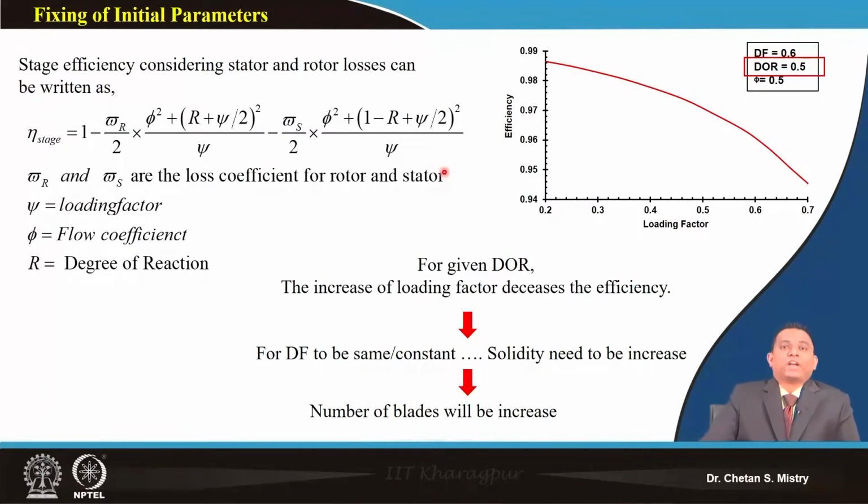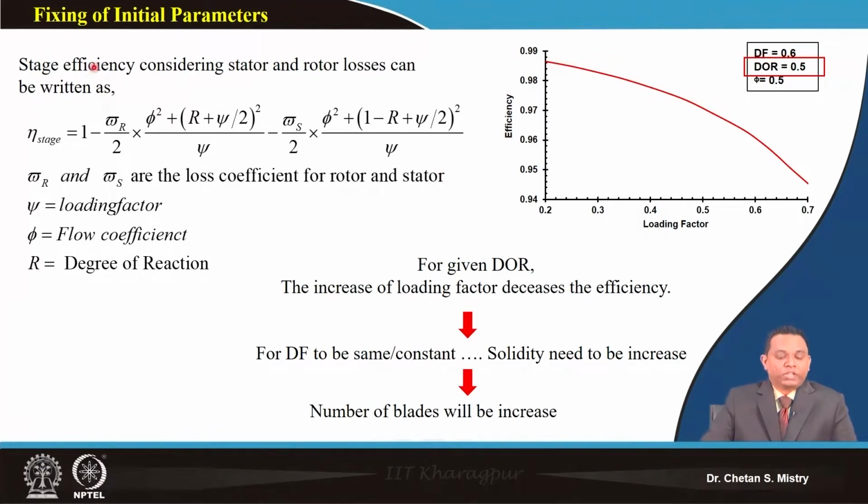Now let's try to understand what parameters we have discussed: my loading coefficient, my flow coefficient, my degree of reaction, and one more parameter we have discussed, called the diffusion factor. All these parameters have certain limits, and those limits are directly related with the efficiency, and that is the reason we are emphasizing more on those numbers.